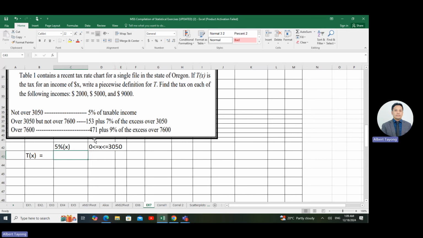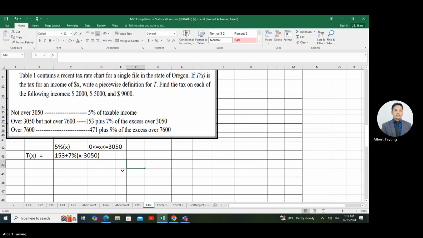Second one is 153 plus 7% of excess over 3,050. So excess over is x minus 3,050. For example, the income is 5,000. Excess over 3,050 is 1,950. That is 5,000 minus 3,050. So this is the excess over when we talk about 5,000, for example.